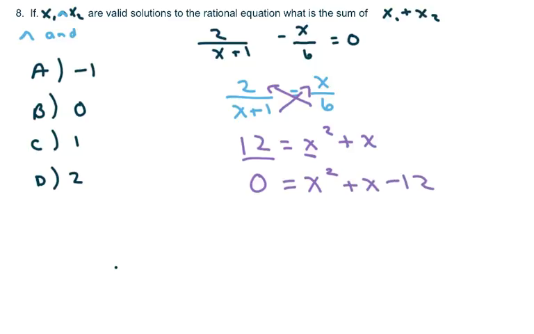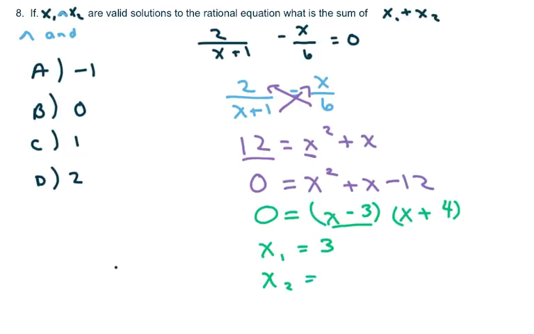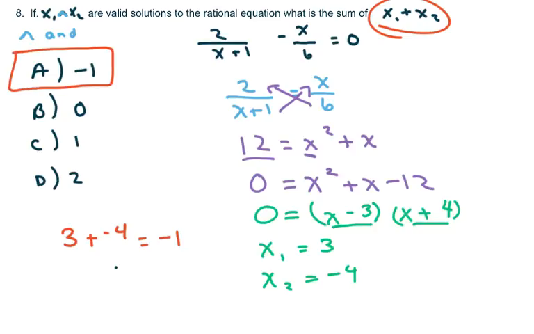And then I'm going to go ahead and factor. So it's (x )(x ), 4 and 3. 4 is going to be positive, 3 is going to be negative. So my first x would be 3 from this one. My second x is negative 4 from there. Now I have to add them up. So 3 plus a negative 4 equals negative 1. So that one wasn't that bad. The question seemed harder than it really was.